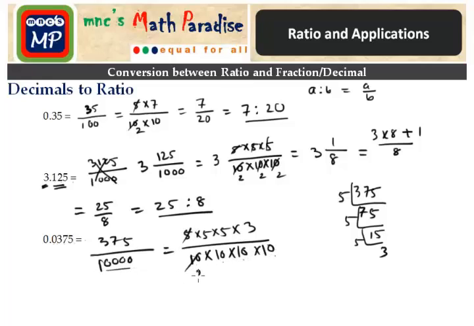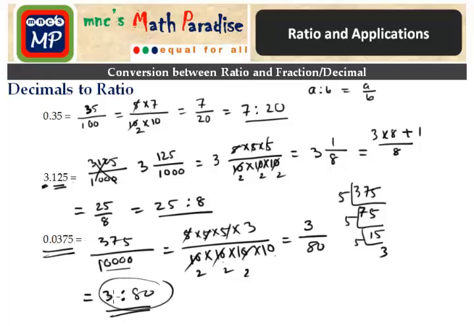So 5 and 10 will give 2, 5 and 10 will give 2, 5 and 10 will give 2. So we are getting 3 at the numerator, and here 8 times 10 is 80. So 0.0375 is 3 divided by 80. So its equivalent ratio will be 3 ratio 80. So for this decimal the equivalent ratio is 3 ratio 80. So we can easily convert a decimal into a fraction first, and that fraction directly gives the ratio, because we know A ratio B is A divided by B, or A divided by B as a fraction is A ratio B.